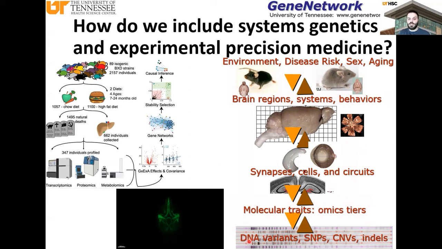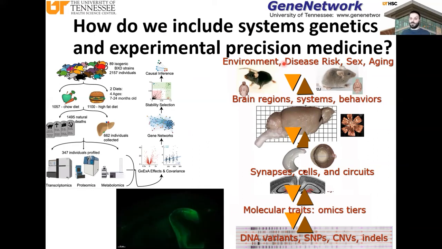We don't want to just say we have a DNA variant and it does something to behavior. We want to know exactly what's happening at every stage. We want to say this variant is affecting expression of this gene in this cell type, that's having an effect on this tissue or the connections of this system, having an outcome of behavior, and that behavior interacts with environment and disease risk and sex and aging. We want to know all these connections, all these interactions.